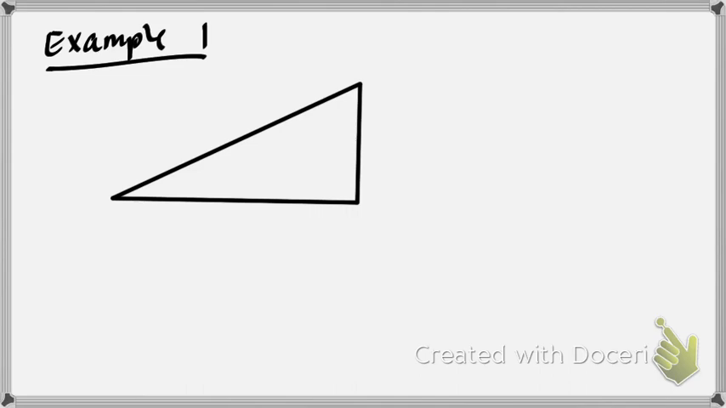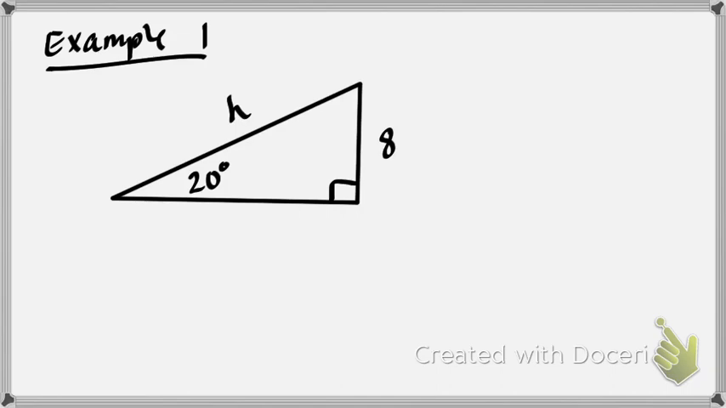Let's say I have a right triangle. Let's see if I can draw this better this time. Let's say I have a right triangle, and I know that the angle of this is, let's just go 20 degrees. I know that this side length is 8, and I want to know, what is the hypotenuse?